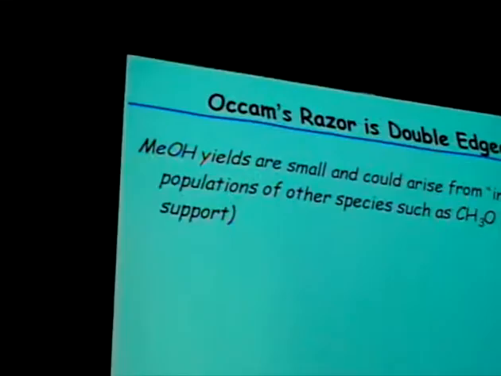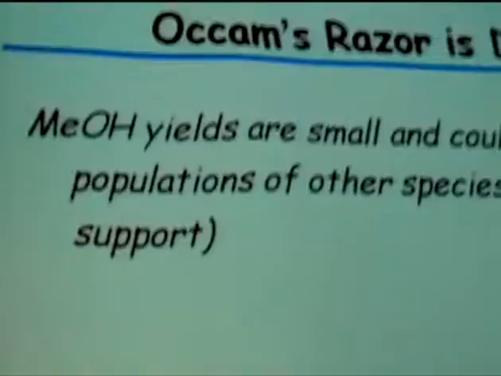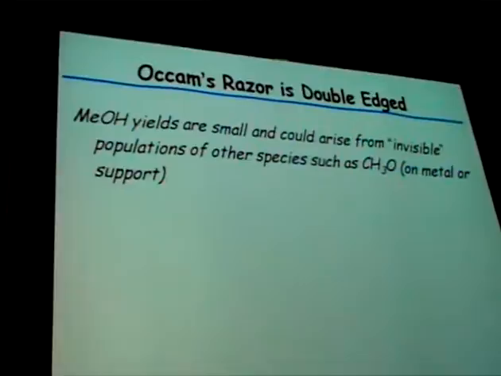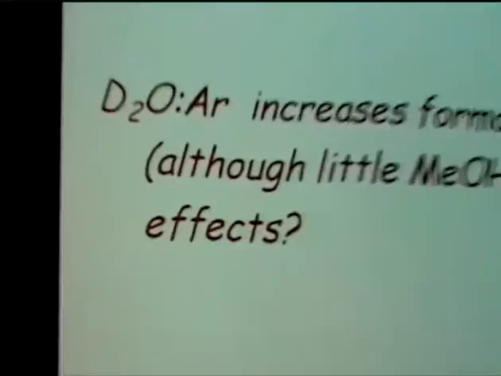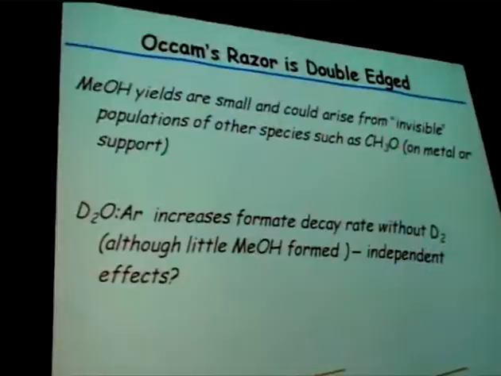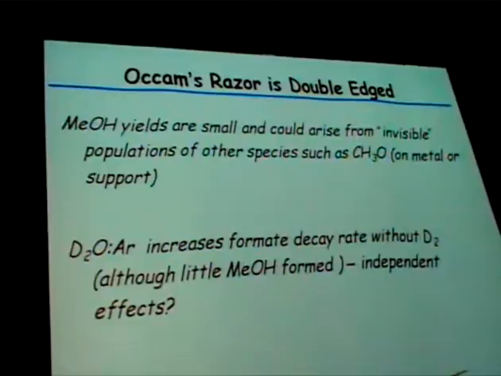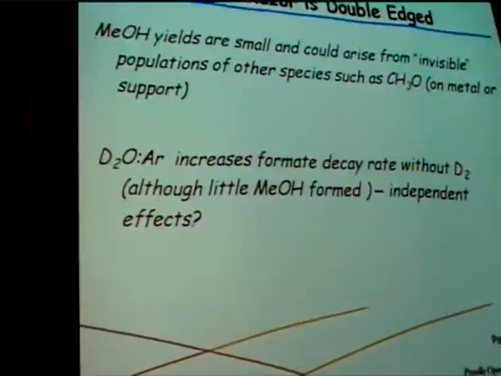So the methanol yields are small, right? They could arise from invisible populations of other species other than the formate. We argue that, but the formate's affected by the same token. You see the loss of formate even equal to the methanol made. However, the water without the hydrogen causes a similar change in the formate decay rate, but there's no methanol made. So then you get a little worried that maybe these two effects are independent, which, again, Occam's razor says there's one explanation for both.